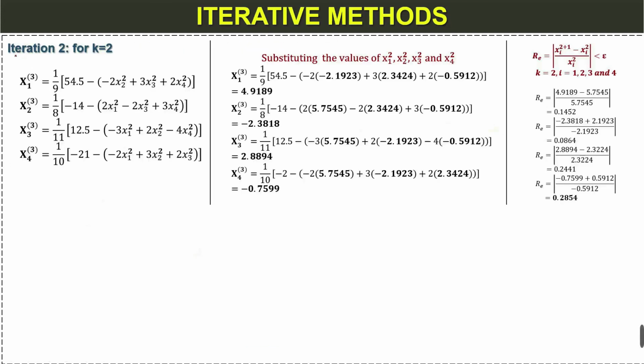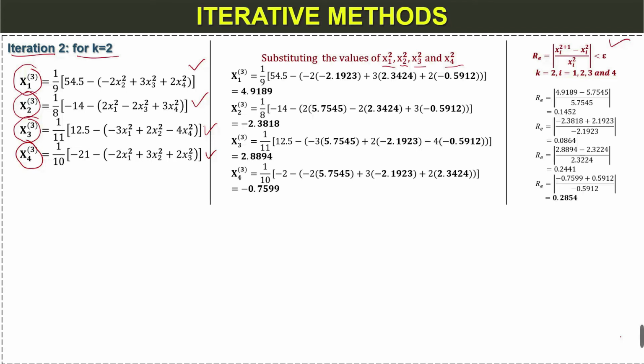So we have iteration number 2 for k equal to 2, and here we have the system of four equations. We substitute all values like x21, x22, x23, and x24 in these equations to calculate the new estimated solution like x31, x32, x33, and x34. And similarly we will calculate the relative error.